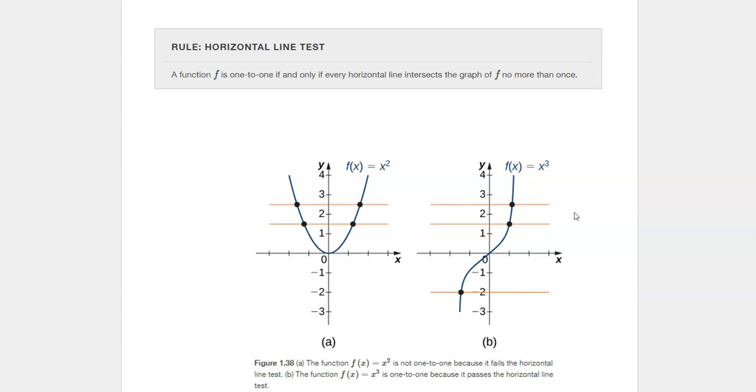The main idea is that for some x value, you don't have the same y values. So all you have to do is draw a horizontal line and show that it only has one intersection. Here, an x squared will have technically two intersections, so it fails the horizontal line test, and then it happens to be not one-to-one.